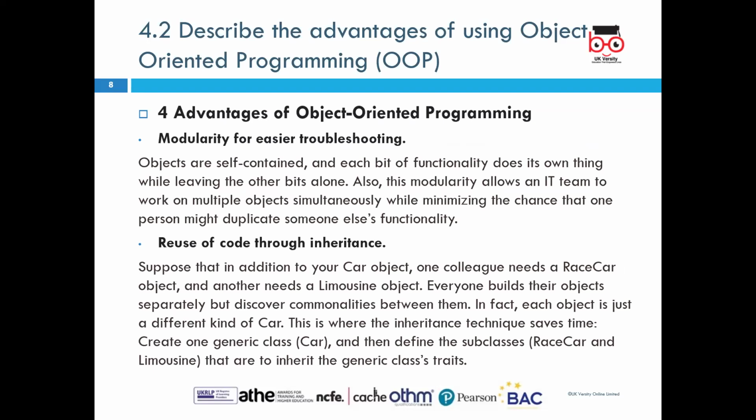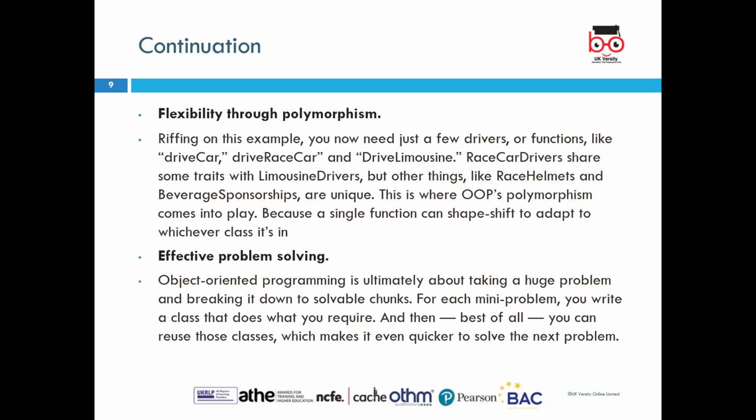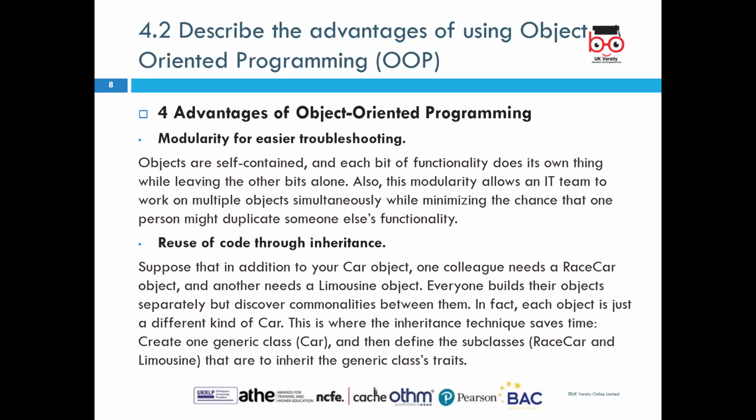So what are the advantages of object-oriented programming? We've looked into them before. We have modularity for easier troubleshooting, reuse of code through inheritance, flexibility through polymorphism, and efficient problem solving. When it comes to modularity, it means that each bit of our functionality does its own thing while leaving the other bit alone.